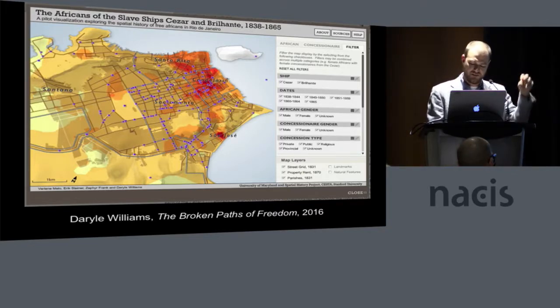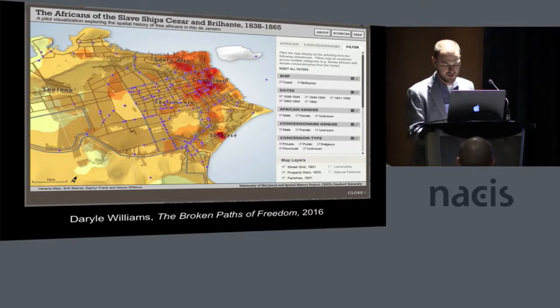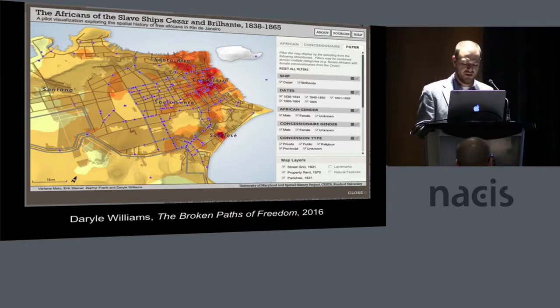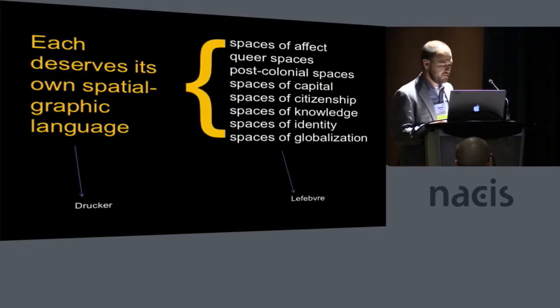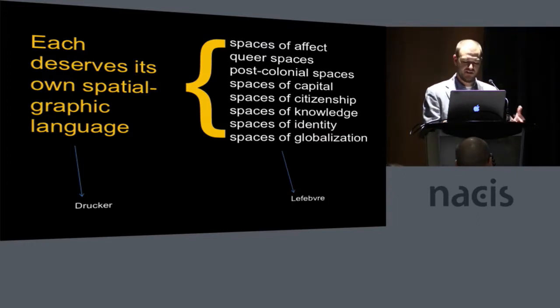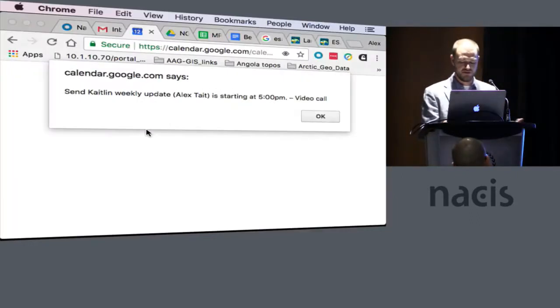I'm trying to go back, I think, to the roots of Lefebvre's idea about many spaces, and to look at that from Drucker's perspective. So what happens if we assume from the start that these different spaces each deserve their own graphic form?